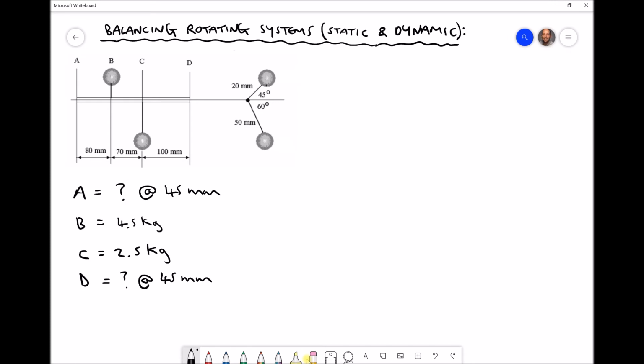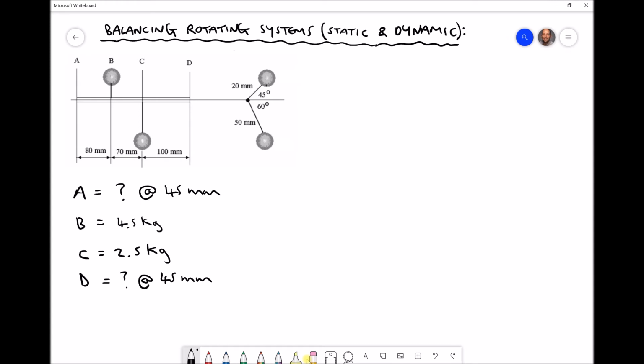Now you'll notice in the bottom left-hand corner that we don't yet know the size or the magnitude of mass A, but we know that it's going to be positioned on a radius of 45 millimeters. The same is true for mass D. We don't know the magnitude or the size of mass D, but once again we do know that we want it to be positioned at a distance of 45 millimeters from the neutral axis, or on a radius of 45 millimeters. So what we see here is that we have 2 unknowns.